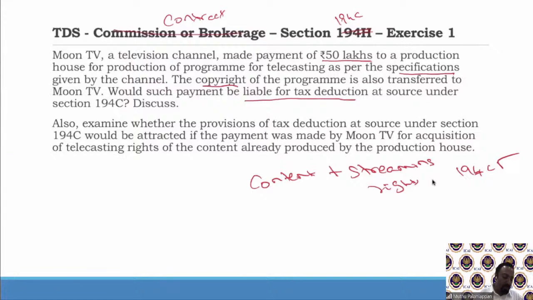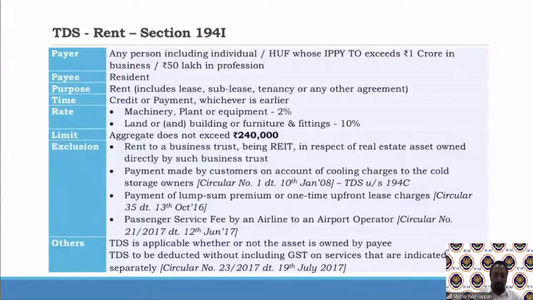Also examine whether the provision would apply if Moon paid only for acquisition of telecasting rights. So they're only acquiring telecasting rights and the program is already produced. We saw the example of Big Boss yesterday. If the content is already produced and only the streaming rights, the television rights, are procured, it is not 194C. So in this case, it is 194C. In this case, it is not 194C. So that's the thing. I'll answer a couple of questions if there is anything on 194H.